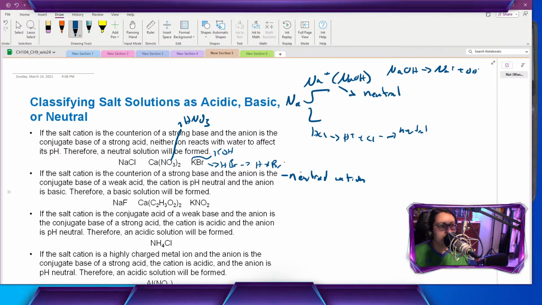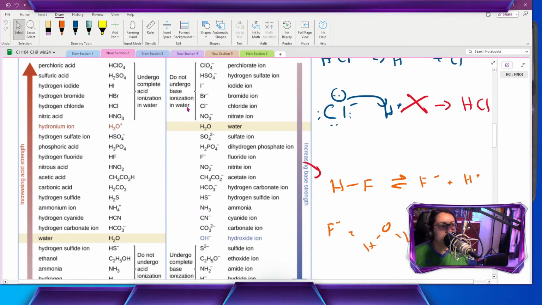And now let's look at the next part. And the anion is the conjugate base of a weak acid. So there's a key point: conjugate base of a weak acid. And there we have it: fluoride, acetate, and nitrite. Again, if you need help, go back to your chart. So there's nitrite, there's acetate, there's fluoride, all telling us, right, that they can reform their weak acid counterparts.